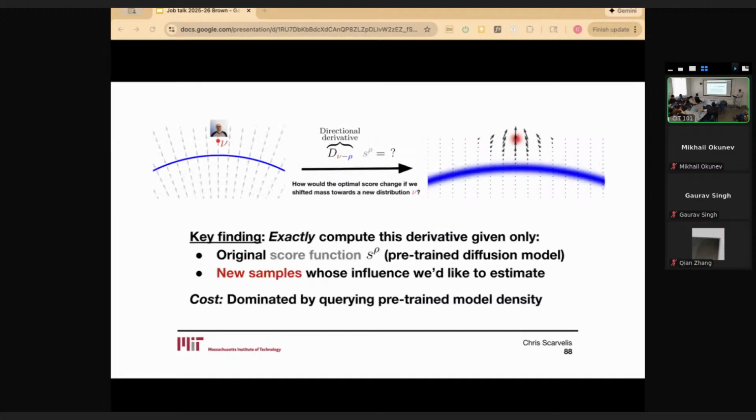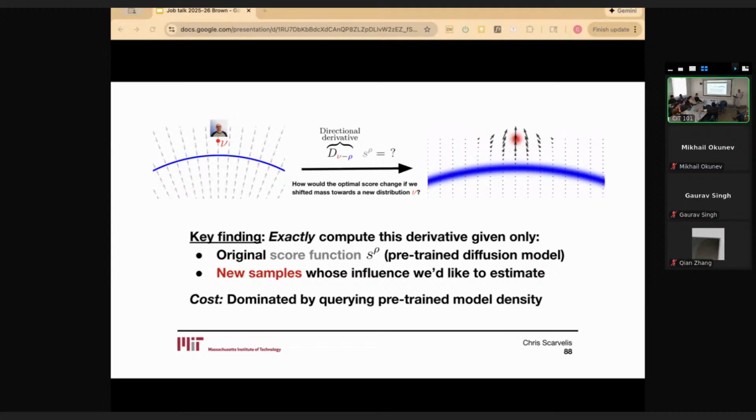Our key finding was that not only can we write down a formula for these derivatives, but that we can also exactly compute them in practice. And in fact, doing so requires only black box access to the original score function and its spatial derivatives. And remember, this comes from a diffusion model we've already trained, so we've got this. We also need access to the new samples whose influence we'd like to estimate. Now, I say influence here deliberately because our variational derivative is a generalization of influence functions for diffusion models.